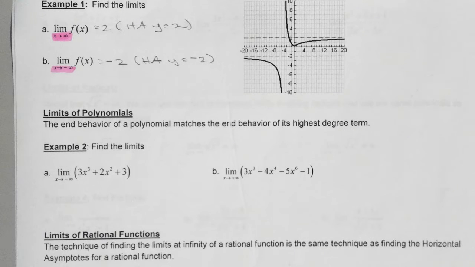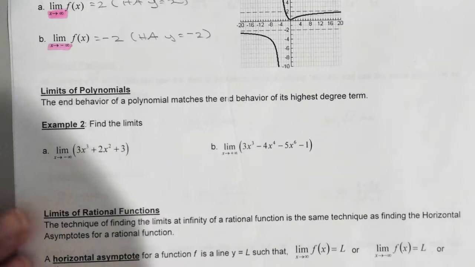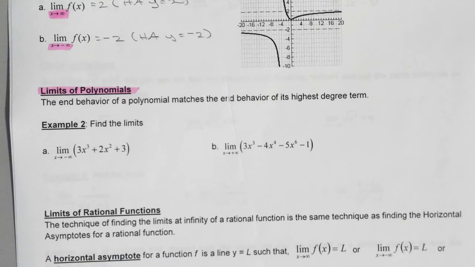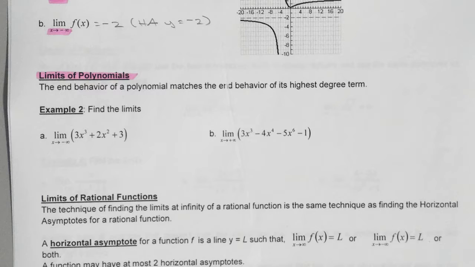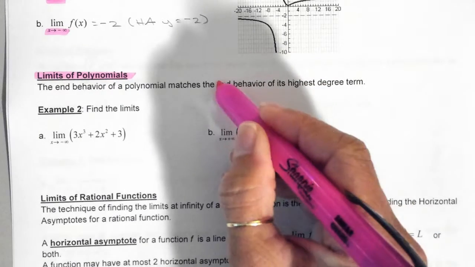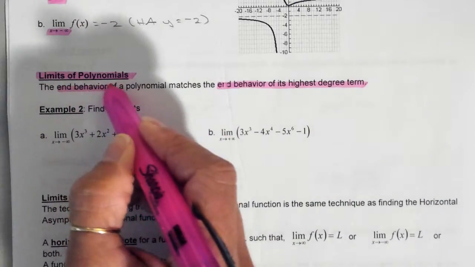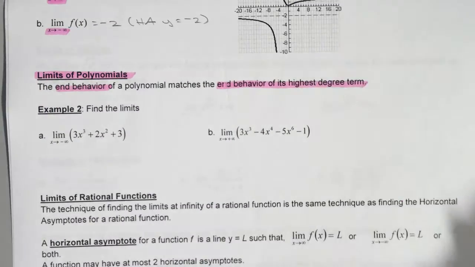All right, so we're going to talk about a couple different types of functions. In this case, we're going to start with limits of polynomials. This is why it's important that you know what parent functions look like. You need to know the graphs. When we're looking at the end behavior of a polynomial, the end behavior is going to match the end behavior of the highest degree term.